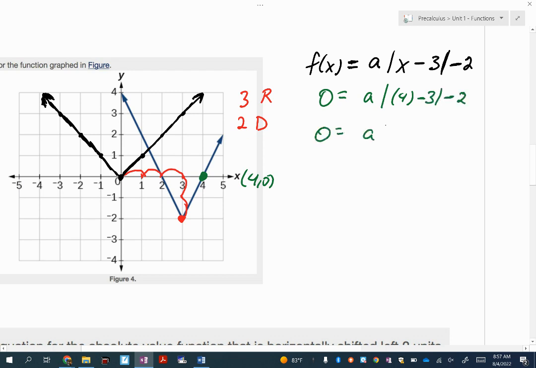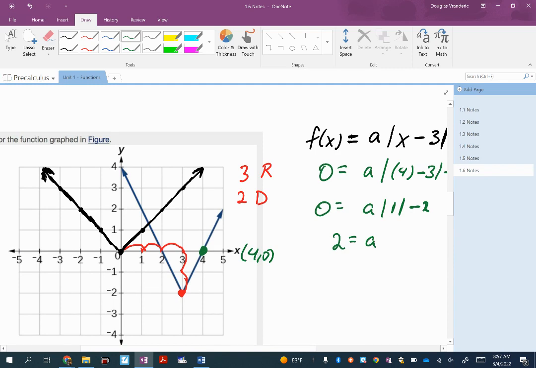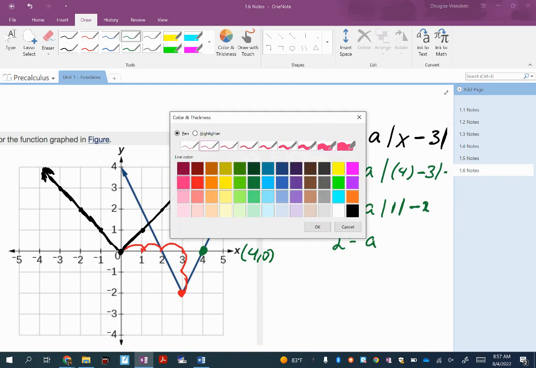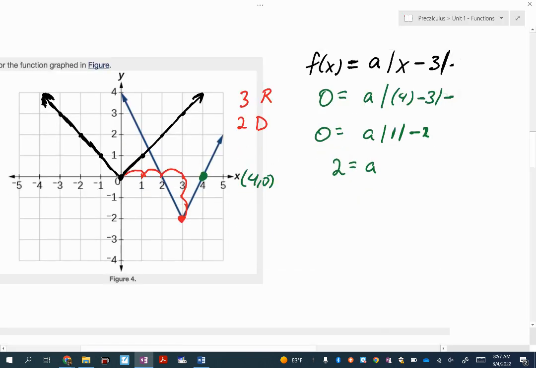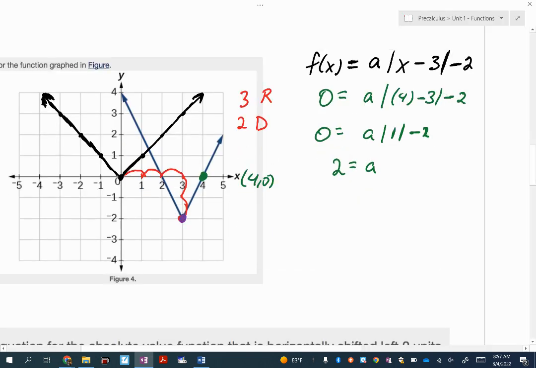So that's 0 equals A times the absolute value of 1, minus 2. The absolute value of 1 is just 1. So if I move that minus 2 over, I get A equals 2. Now, some of you out there are probably saying, yeah, I already knew that. Totally fine. And if you look here, you should be able to see that if you start at this new origin and move to find the next point, that 4, 0, you're going up 2, right 1. So that just confirms that A should be 2.